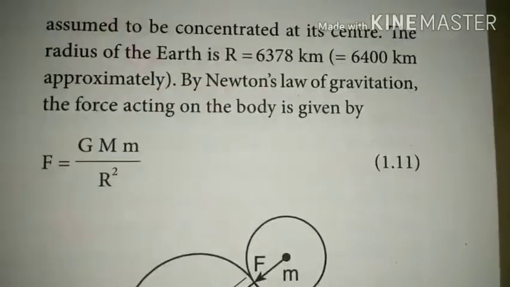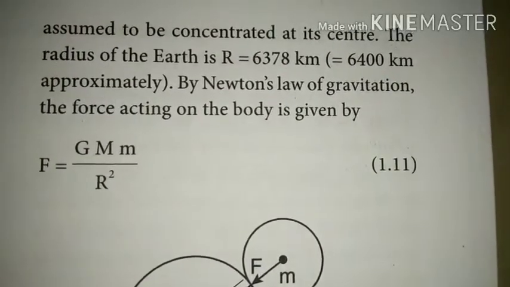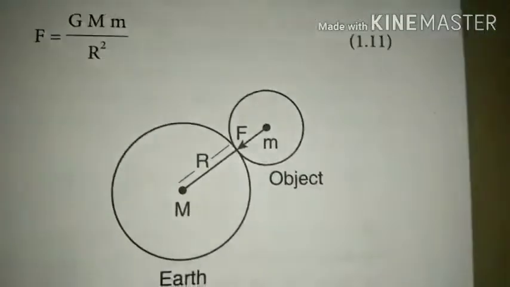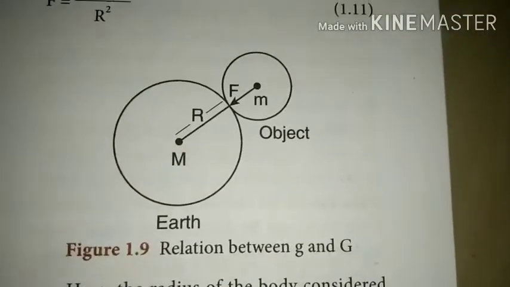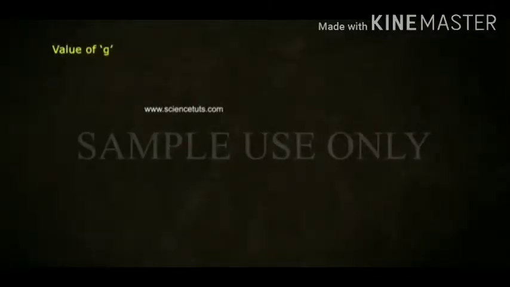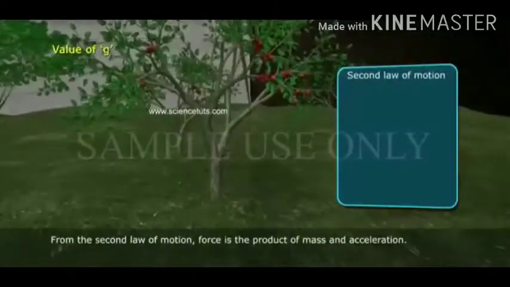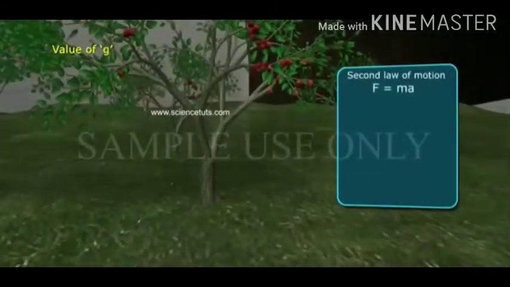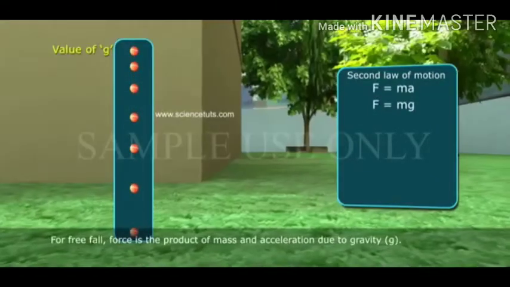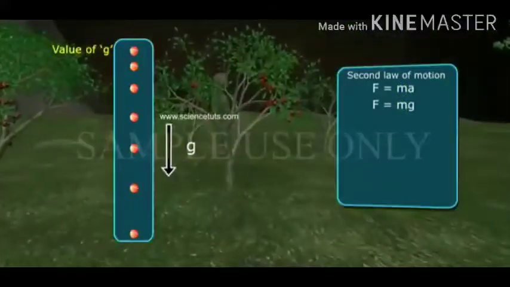Here, Newton's law of gravitation is slightly changed into mass m1 is earth mass and m2 is another object mass. So it is slightly changed and it is applied with Newton's second law. Value of g. From the second law of motion, force is the product of mass and acceleration. F is equal to ma. For free fall, force is the product of mass and acceleration due to gravity g. F is equal to mg.